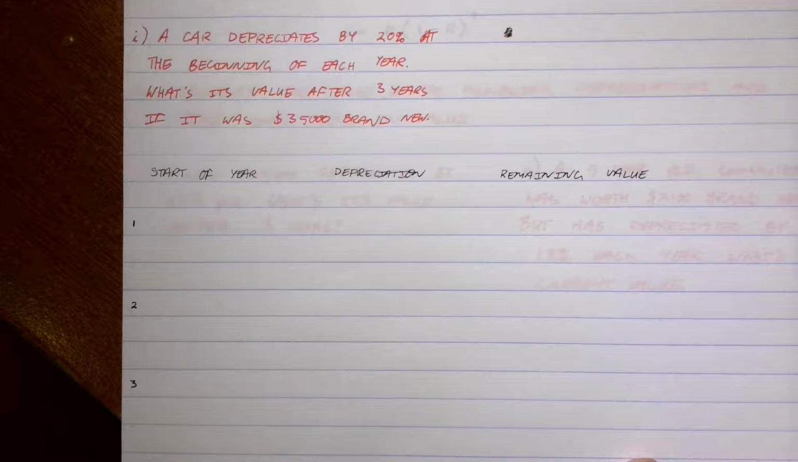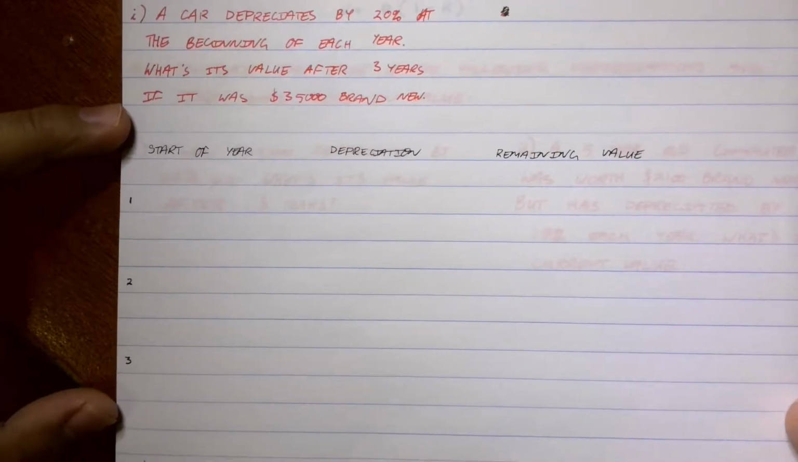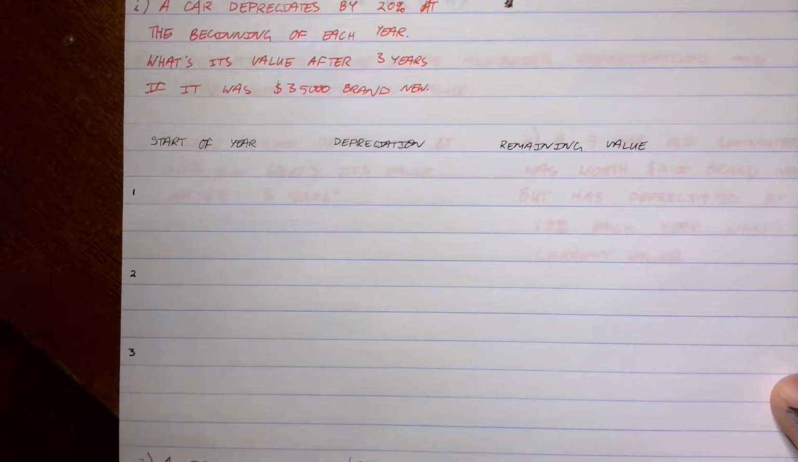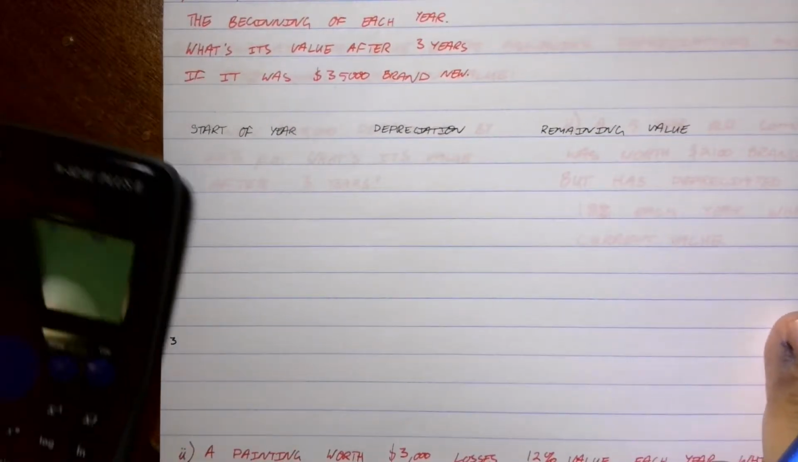A car depreciates by 20% at the beginning of each year. What's its value after 3 years if it was $35,000 brand new? As you can see, this is very similar to the compound interest scenario, and you're going to see the very close similarity it has to compound interest. Let's take a look here now.